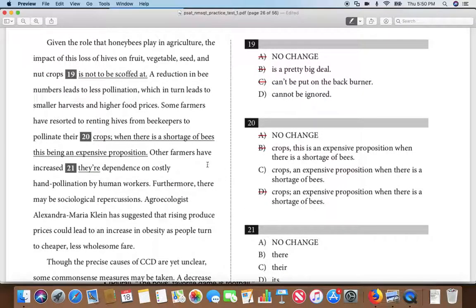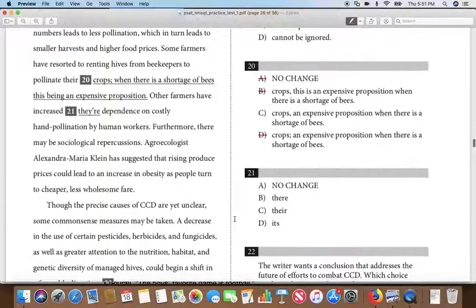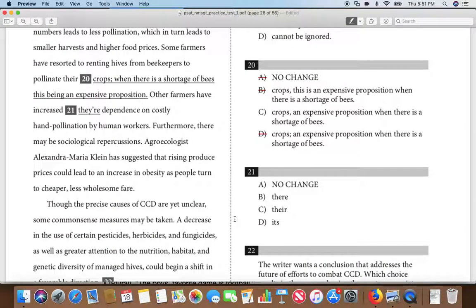All right, Blaze, you're up. Let's read the next sentence beginning with other farmers. Okay. There we go. Other farmers have increased their dependency on costly hand pollination by human workers.